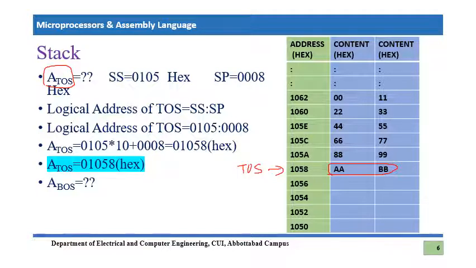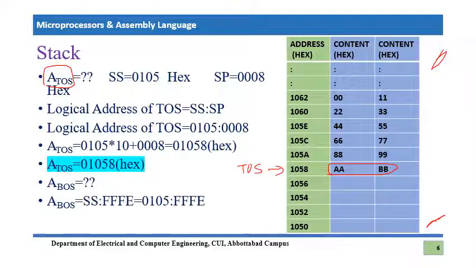If one asks where the bottom of stack is, whether it is somewhere here or somewhere here, let's explore. For the bottom of stack, we should remember the stack pointer value is always FFFE. The stack segment is given as 105, so we apply the same formula on these values. It will be equal to 1104E. That means it will be somewhere upwards, because it is 1062, then it moves to 1064 and so on, until we reach 1104E.